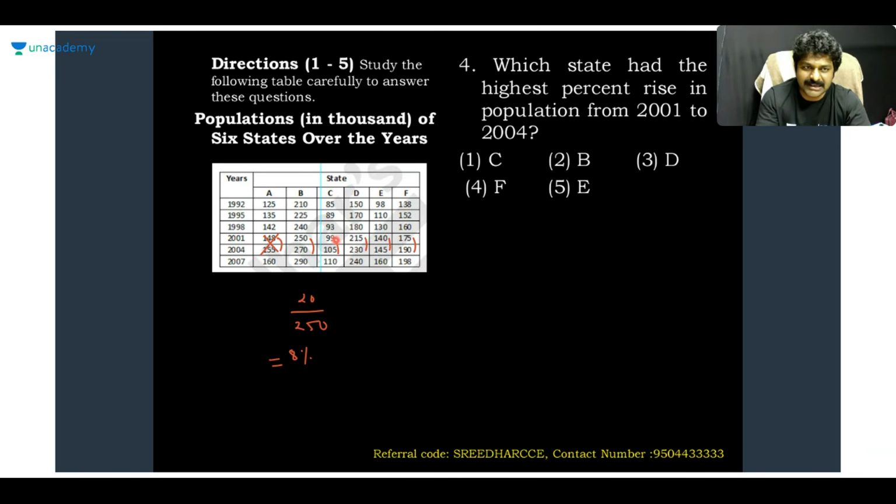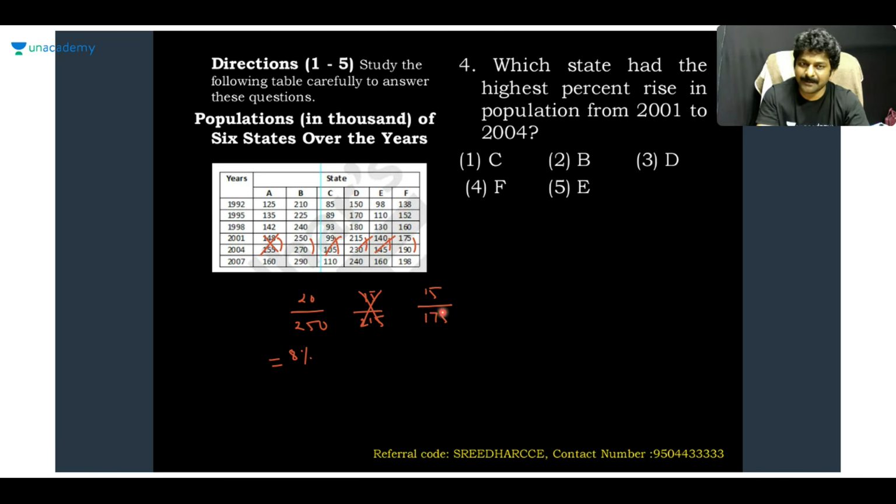Now state C increase is 6. 6 is definitely not nearby 8%. This cannot be your answer. Now, from 215, there is an increase of 15 from 215. 1% of this number is 2.15. 8% is 16 point something. 16 more than that. So this is also definitely less than 8%. Now, how much increase is there? 5. This is also not 8%. How much increase is there? 15 increase is there. From where?